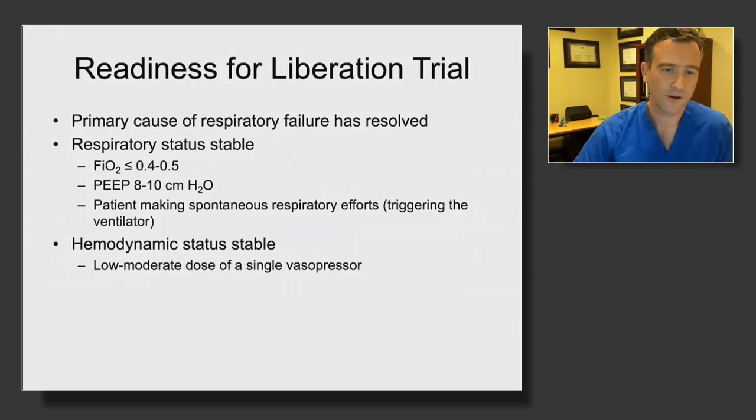One other piece of being ready for liberation is that your hemodynamics are stable. You're on a relatively low dose of a single vasopressor, and clearly your shock state is resolving. Patients don't need to be off pressors entirely, of course, but they do need to be improving, because you do not want to destabilize them by imposing the respiratory load back onto the respiratory muscles and respiratory system.